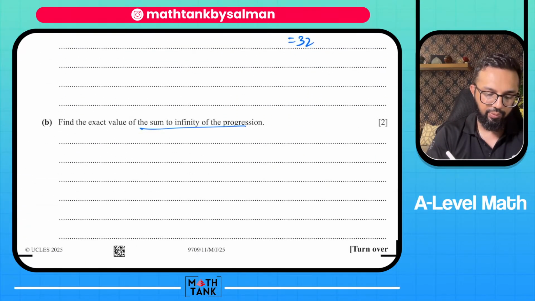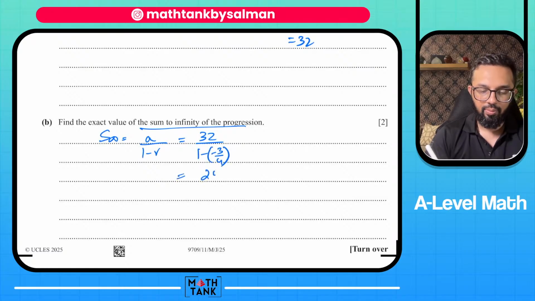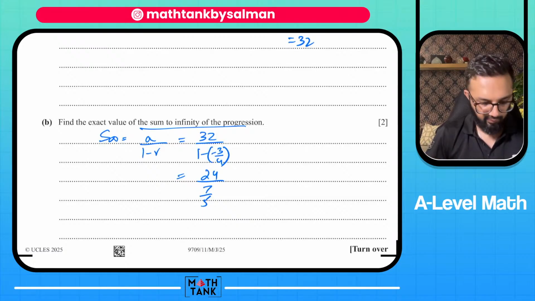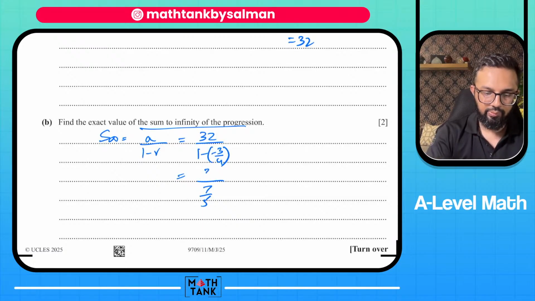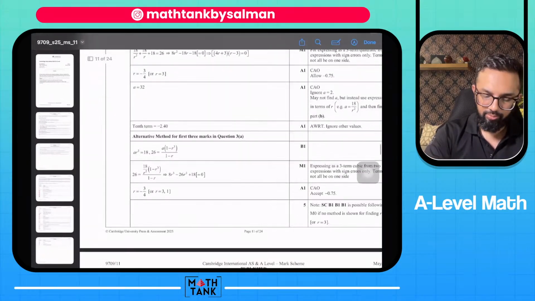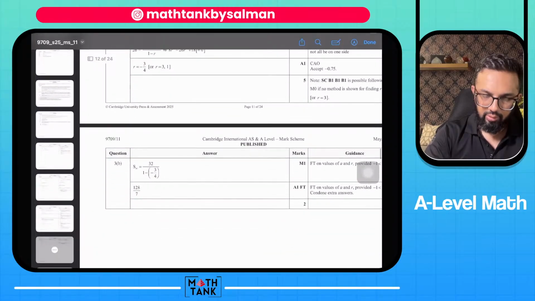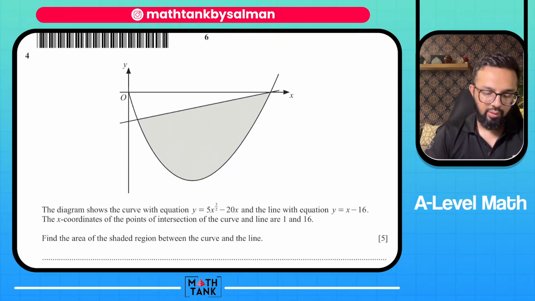Find the exact value of the sum to infinity. So the sum to infinity is a over 1 minus r. So 32 over 1 minus minus 3 over 4. 32 over 7 over 4. 128 over 7. Yep, that is again the correct answer. Go on to question 4.